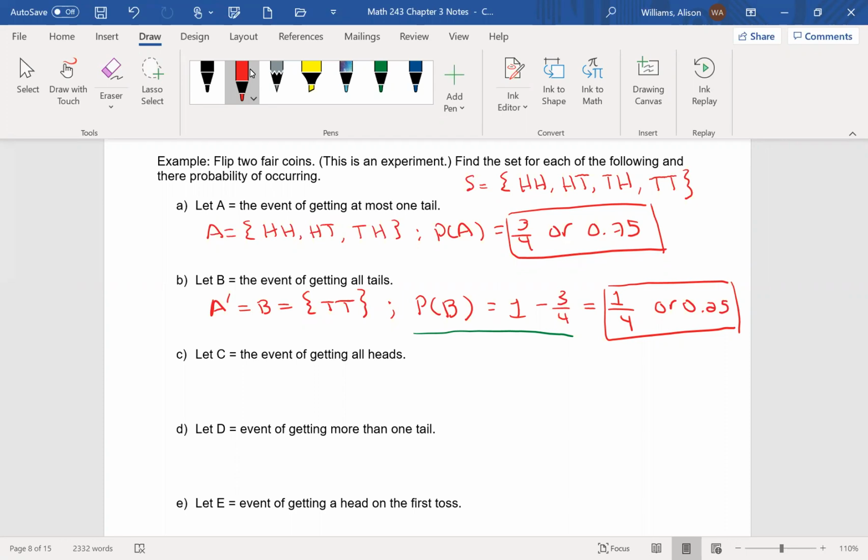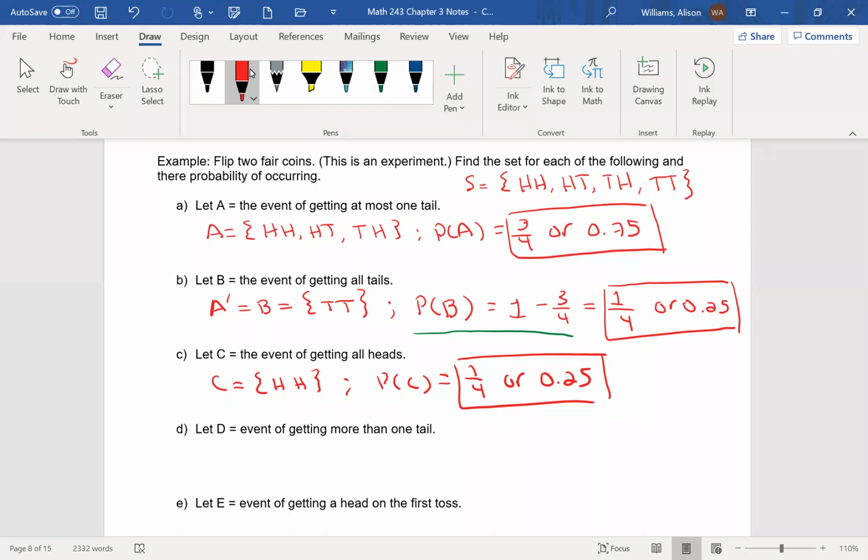C is the event of getting all heads. So C doesn't have a connection to A because it happens to be something that is in A. But again, it's only one outcome. And therefore, the probability of C is 1 out of 4 or 0.25 or 25%.